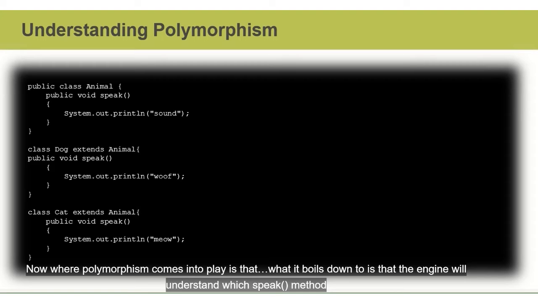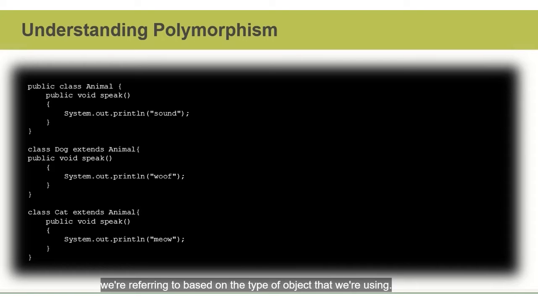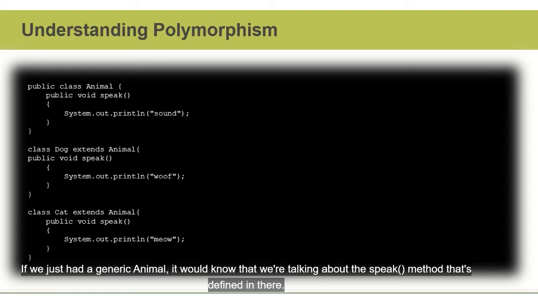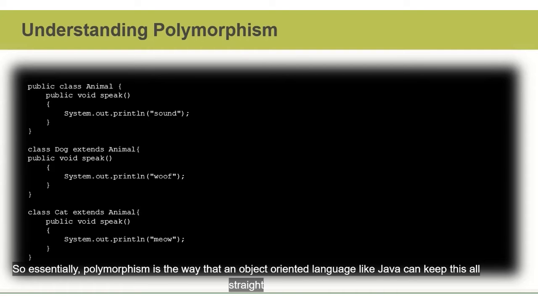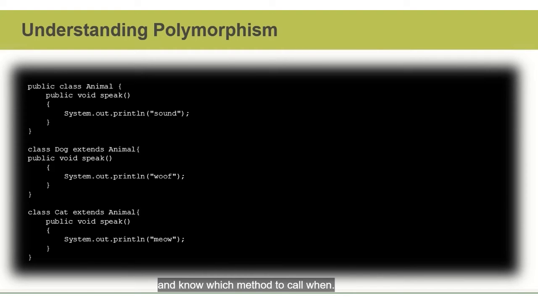Now, where polymorphism comes into play is that the engine will understand which speak method we're referring to based on the type of object that we're using. So if we have a dog object and we call speak, it'll find that version of the method and use it. If we have a cat object and call speak, it'll know we're talking about the cat. If we just had a generic animal, it would know that we're talking about the speak method that's defined there. So essentially, polymorphism is the way that an object-oriented language like Java can keep this all straight and know which method to call when.